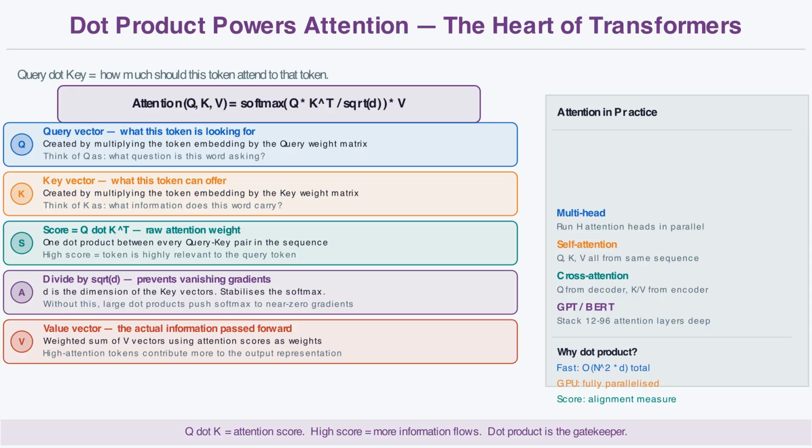Every single forward pass through a transformer runs this computation for every token pair in the sequence. For a sequence length of 1000 tokens with a model dimension of 768, that is an enormous number of dot products all running in parallel on GPU.